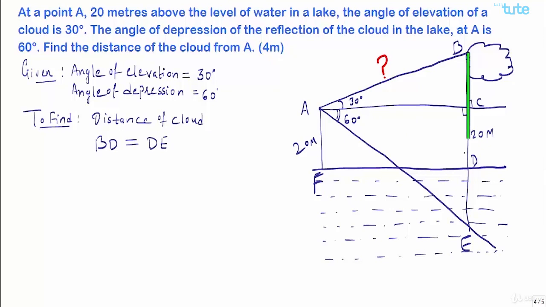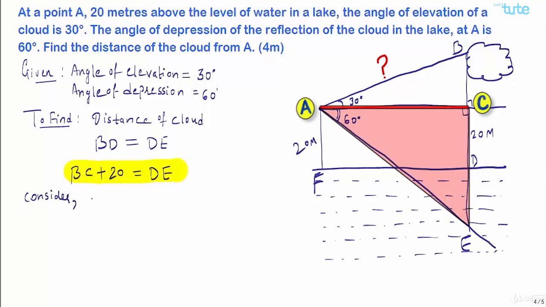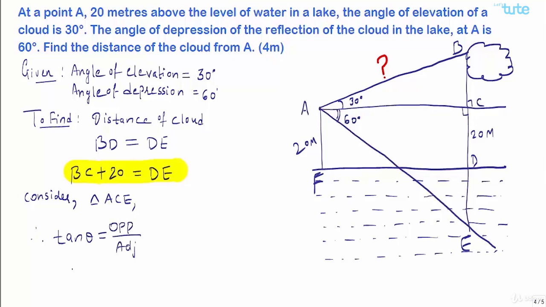Now here we can see that BD is nothing but the distance BC plus the distance CD, which is given as 20 meters. So DE is equal to BC plus 20. So now to find out the side AC, we will consider the right angle triangle ACE. So in this right angle triangle, we have the information about one angle and about its opposite side, and we have to find out its adjacent side AC, and therefore we can either use tan or cot. So we will use tan theta, that implies tan 60 degrees because the angle theta is 60 degrees, and opposite side is CE and adjacent is AC.